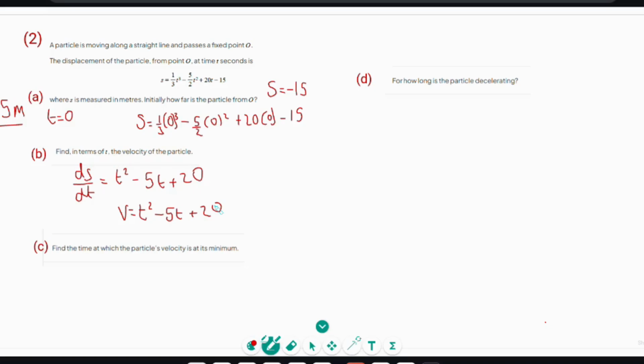Find the time at which the particle's velocity is at its minimum. So minimum and maximum points occur at stationary points. Stationary points occur when the gradient's 0. So I'm going to find dv by dt and put it equal to 0.